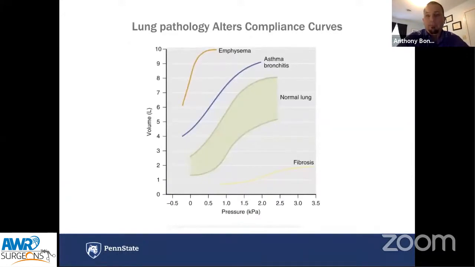The hysteresis curve, or the compliance curve, varies, and that's why it's important to know the baseline lung pathology of the patient, because patients who have restrictive or obstructive lung disease have different compliance curves.